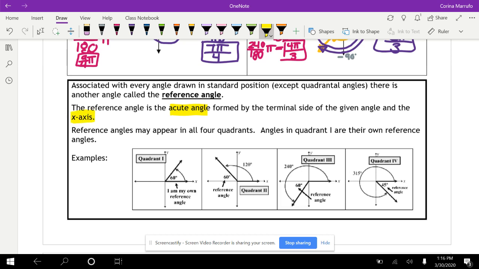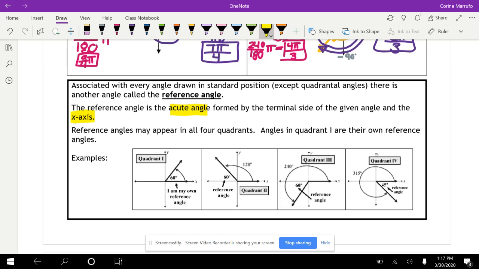Okay, so those are the two important parts. It's going to go off of the x-axis and needs to be an acute angle. So that means it needs to be less than 90 degrees. So if you get something that's more than 90 degrees, you did something wrong. Reference angles may appear in all four quadrants. Angles in quadrant 1 are their own reference angles.